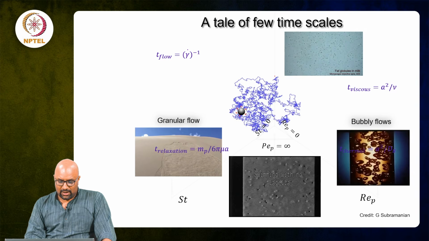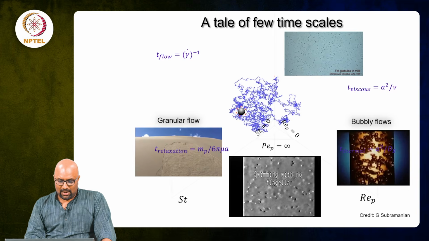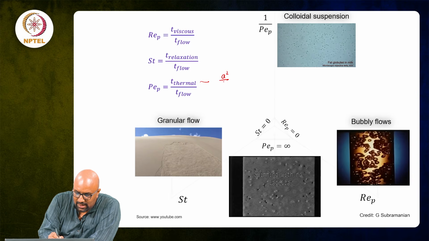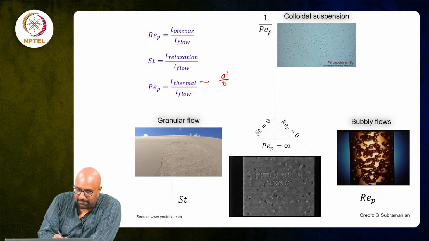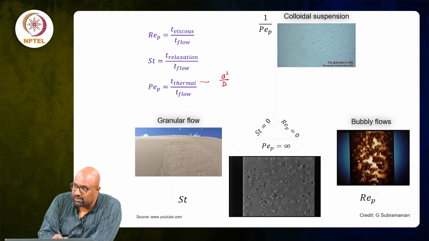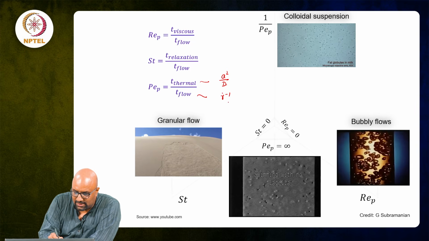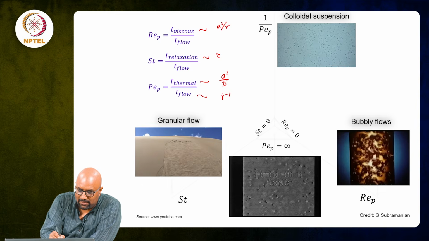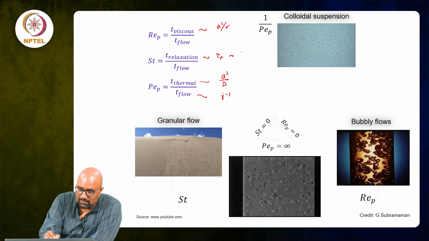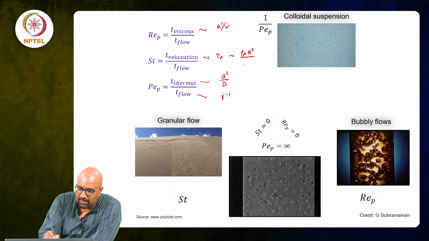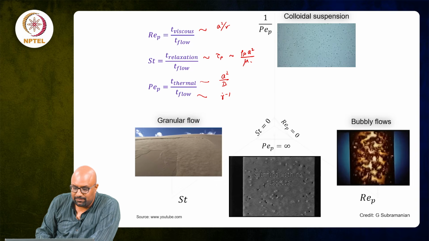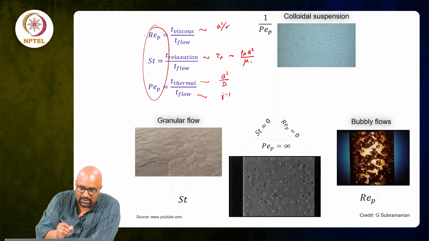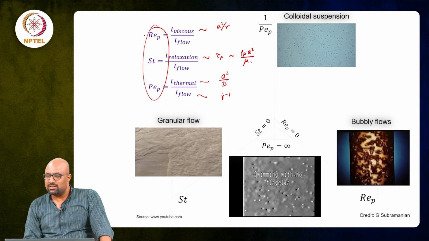We also encountered the other time scale, the thermal time scale, given by a squared by d, where d is the diffusivity of the particle in the medium. The flow time scale is gamma dot inverse, the viscous time scale is a squared by nu, and the relaxation time scale tau p is rho p a squared by mu with a numerical factor. When you take ratios of these various time scales, you encounter the three key non-dimensional numbers that are very important for single particle description.